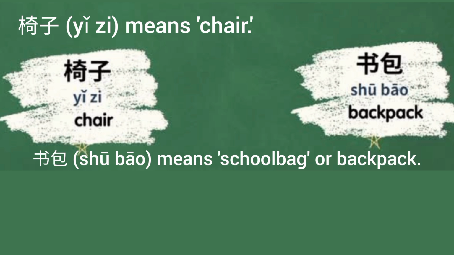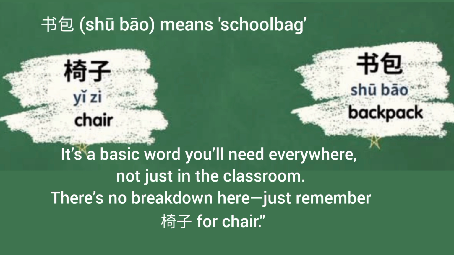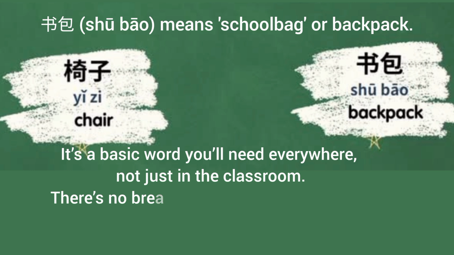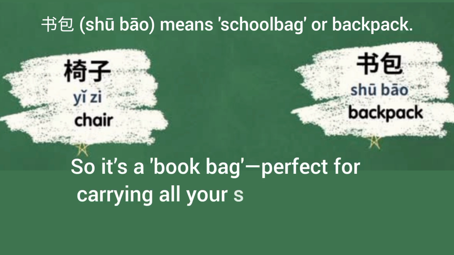Next vocabulary that we have is chair and backpack, which in Chinese can be pronounced as 椅子. It's a basic word you'll need everywhere, not just in the classroom. There's no breakdown here, so let's move to backpack, known as school bag, which in Chinese can be pronounced as 书包. So it's a book bag, perfect for carrying all your school stuff.